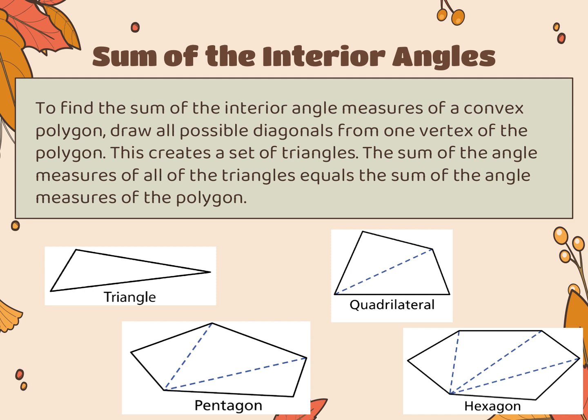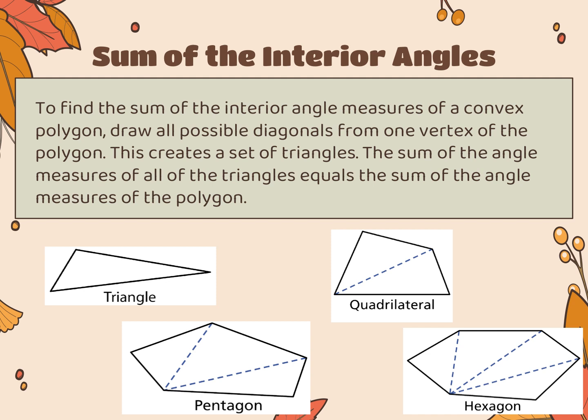So here, this is how they're developing the formula to find the sum of the interior angles of any polygon. So to find the sum of the interior angle measures of a convex polygon, you're going to draw all the possible diagonals from one vertex of the polygon. This is going to create some triangles. And if you remember that the sum of the measures of a triangle is 180, then you would just take 180 and times it by however many triangles you create. However, you're not going to need to draw in the diagonals and figure out how many triangles it forms.